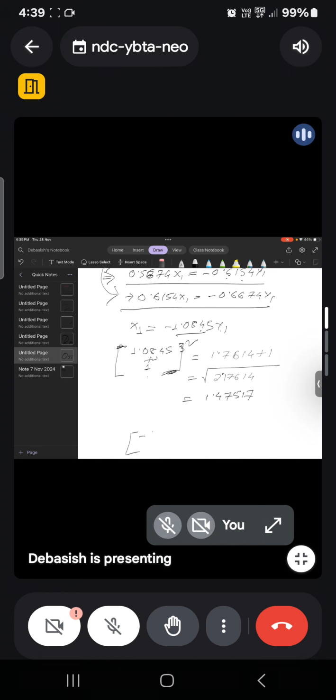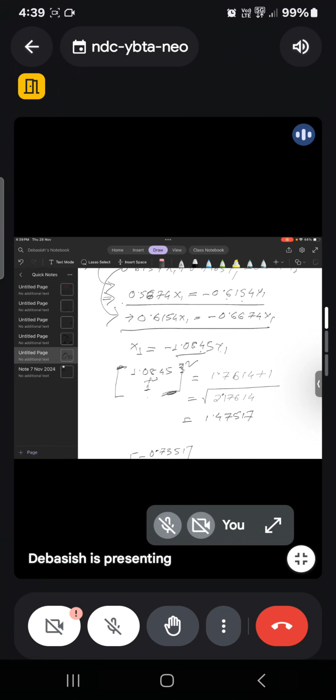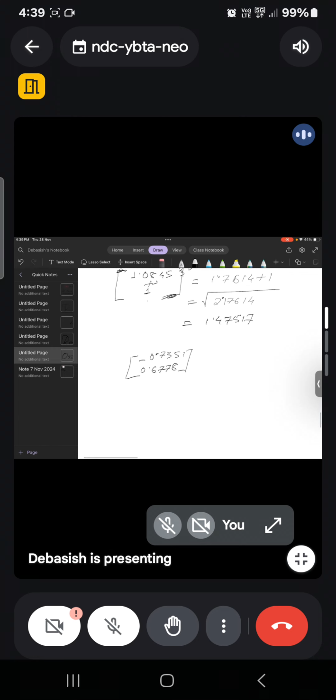We will get the values like this: minus 0.7351, and for the other, 0.6778. And for x2, again considering the first one, for the second one we again get a value like 0.92194 y2. So again we will calculate 0.92194, and we will consider y2 as 1. We'll square this thing.